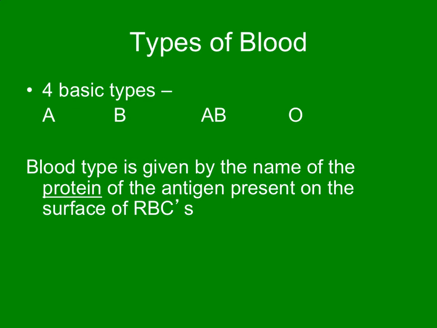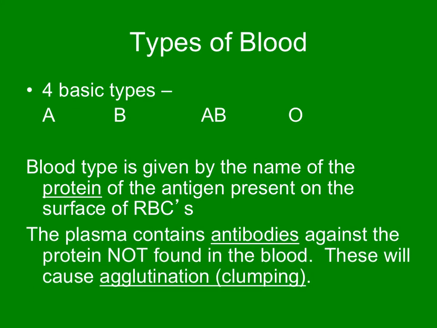In addition, with our blood and the proteins that are present, we also have to look at the plasma. The plasma contains antibodies that will actually attack the protein that is not present on the surface of the red blood cells. This causes what we call agglutination, which is basically clumping. This is different than clotting. We don't have the clotting cascade getting initiated with this agglutination. Simply, it is the red blood cells getting sticky and sticking together.